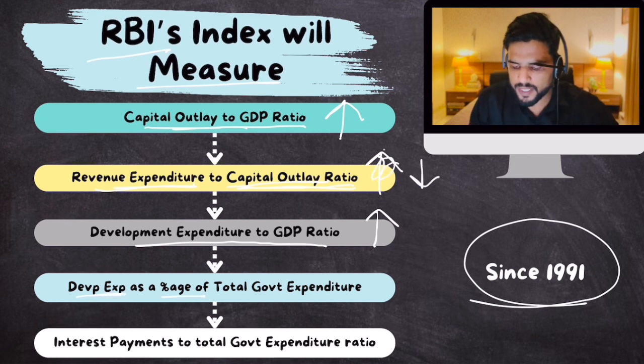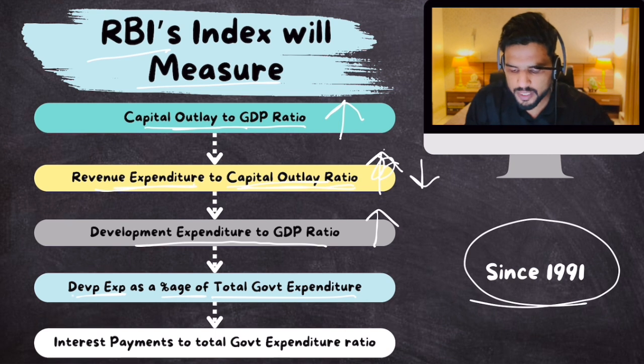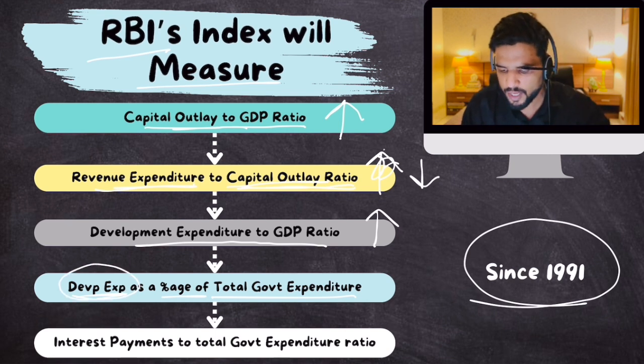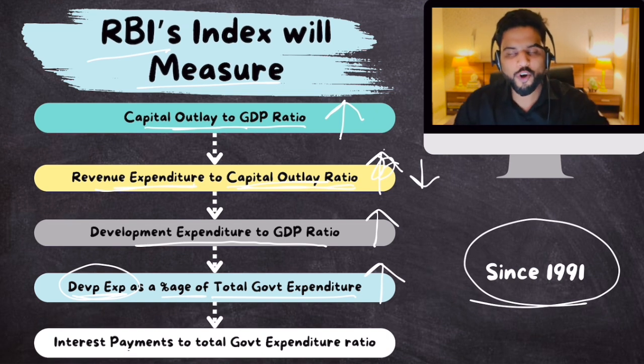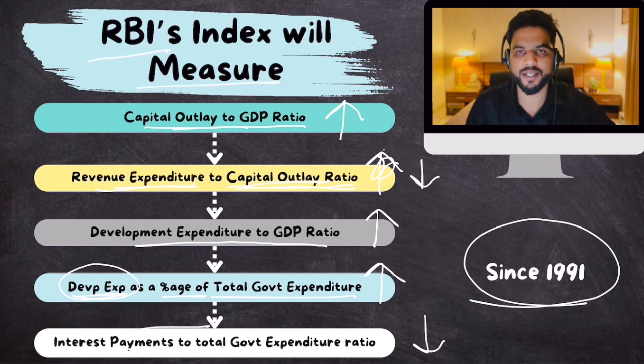Development expenditure as a percentage of total government expenditure. So as a percentage of not GDP, total government expenditure, what is the percentage of development expenditure? If this is high, good quality. Interest payments to total government expenditure. How much of your expenditure is being used to pay off earlier loans? That is interest payments to government expenditure. If this is high, bad quality.